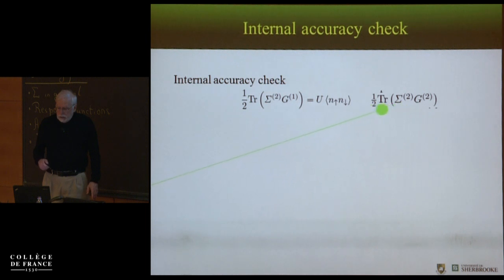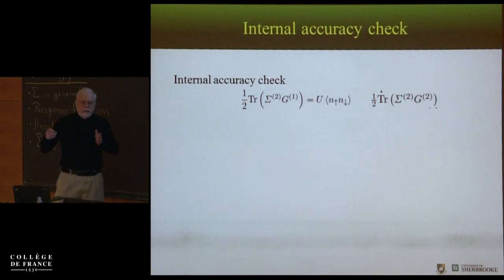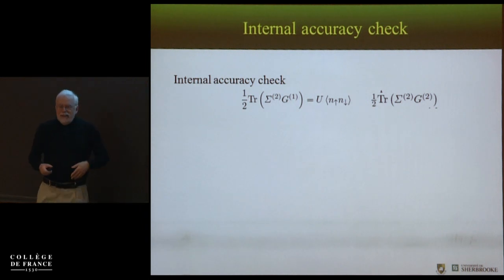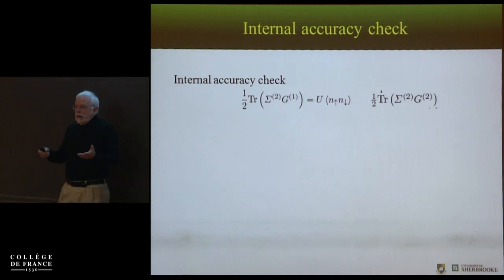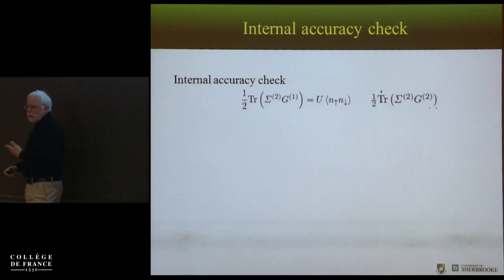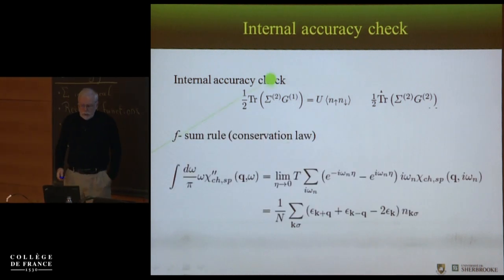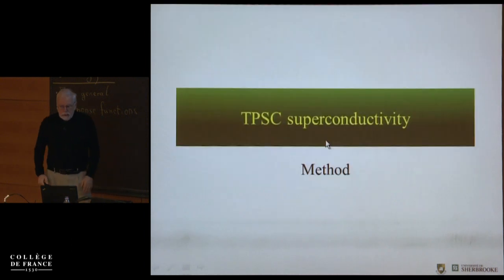Now, whenever TPSC is valid, these two quantities don't differ very much. They're very close to each other, and as a function of temperature or U or anything, they follow each other. But when you enter the regime where TPSC is not valid, then they start to have different temperature dependence, different U dependence, so you know you need to stop. Another one is related to the F-sum rule, which we don't use in practice, so I will not talk about it.